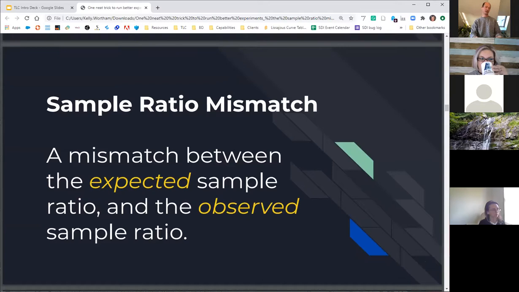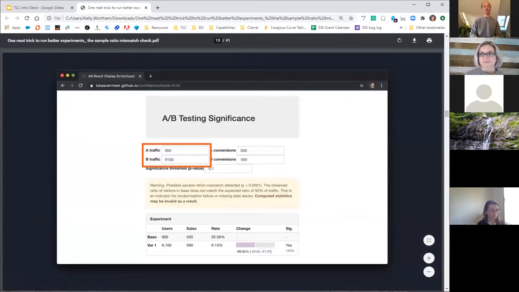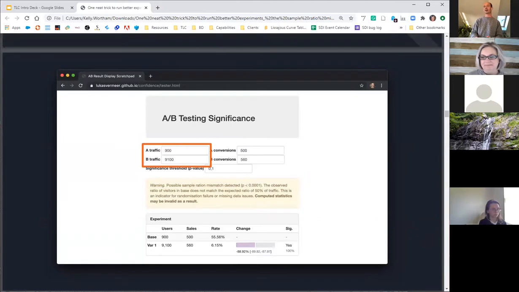And let me first explain what we mean by a sample ratio mismatch. The mismatch is that we expected a particular ratio between the samples in control and treatment, and that expected sample is different from the observed sample. Let me give you an example in numbers. This is my own little toy calculator that I use every once in a while. Imagine that you had an experiment that you wanted to split 50-50. So you have about 10,000 visitors coming to your website, and your intent was to run a normal A/B trial where you split the traffic 50-50.